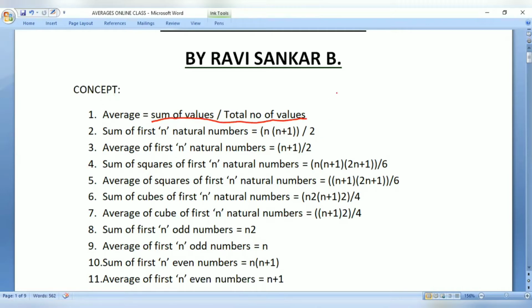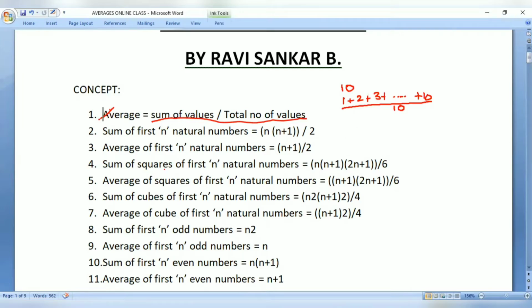That means you are given a group of 10 items. Okay, and if you are asked to calculate what is the average, we need to add all the 10 items, 1 plus 2 plus 3 and so on up to 10. You need to add all the 10, divided by the total number of values, which will give you the meaning of average. Okay, so an average is defined as a sum of values divided by total number of values.